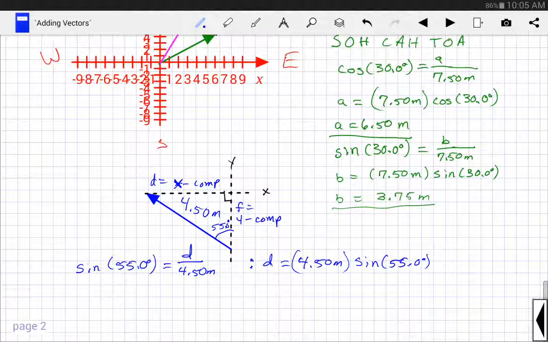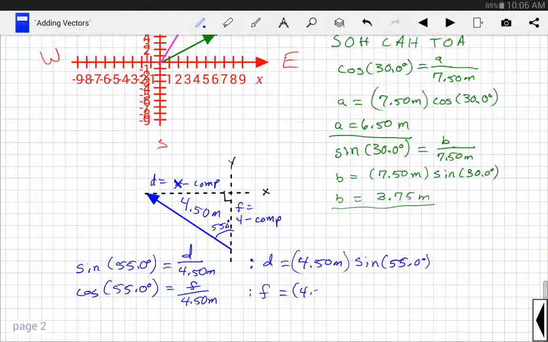I'll bring up the calculator when I'm ready to do both calculations. To find the adjacent side, the y component, that's adjacent over hypotenuse, that's cosine of 55.0 degrees, equal to f over 4.50 meters. Solving that for f, f is equal to 4.50 meters cosine of 55.0 degrees.